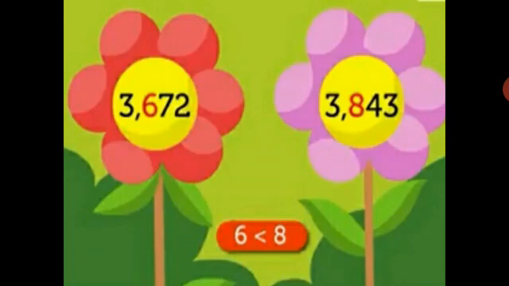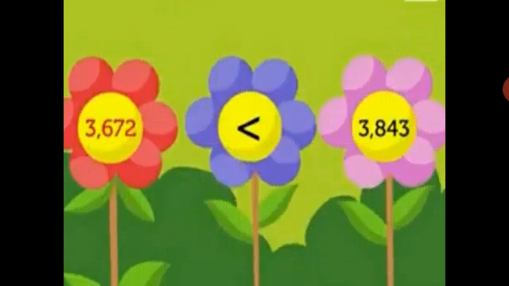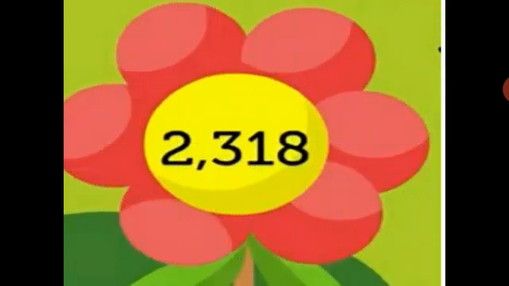Have you understood this one? See another one. 6 and 8, so 8 is the greatest number. Which number has 8? 3843. Then the other number is 3672. So which number is greater? 3843 is greater, then 3672 is the smallest number. Have you understood this sum? Okay. Next, see the second sum. Read this number.